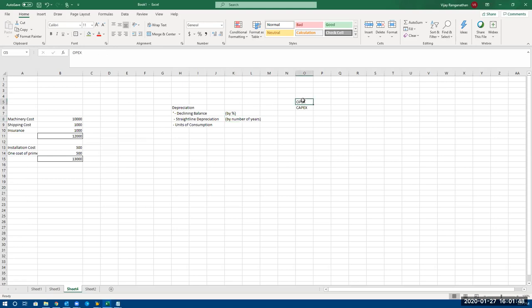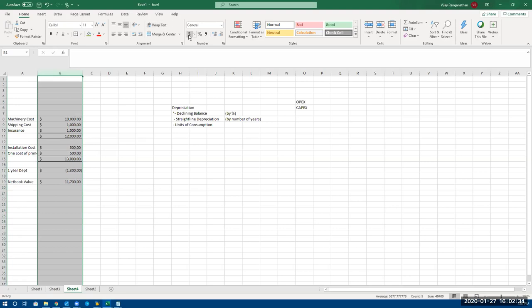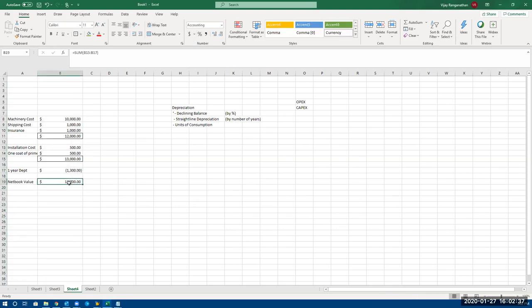So before we close the call, we also touched upon OPEX and CAPEX. Now, we have $13,000 worth of cost. After 1 year, it depreciates. 1 year depreciation, let's say 10%. Okay. So what's the net book value now? $11,700. Is this right? So the net book value is 11,700 at the end of the year. Is this right?